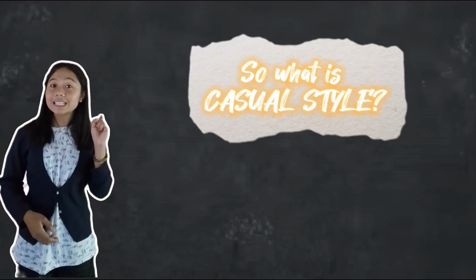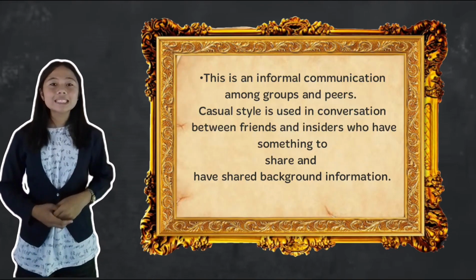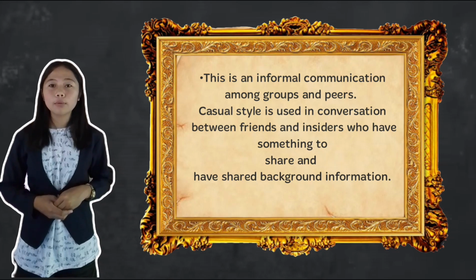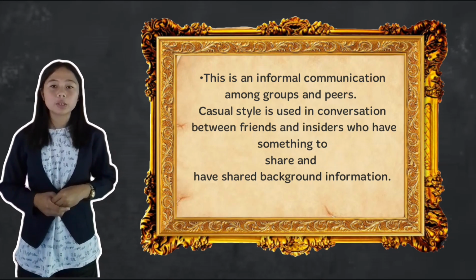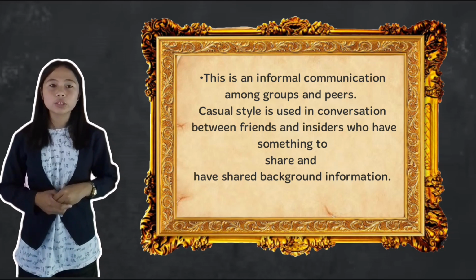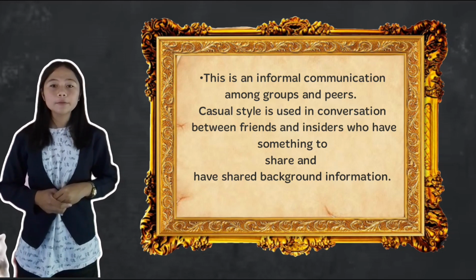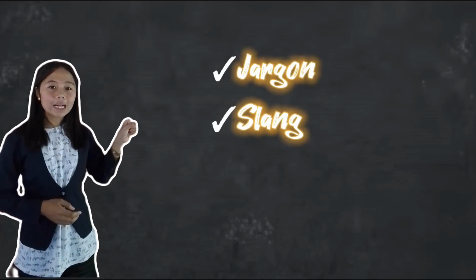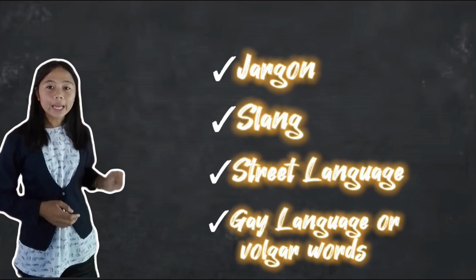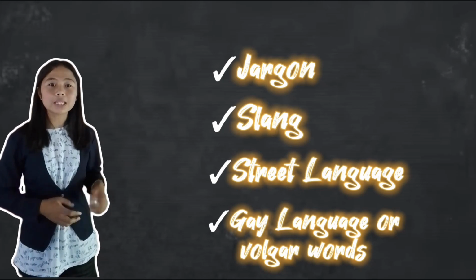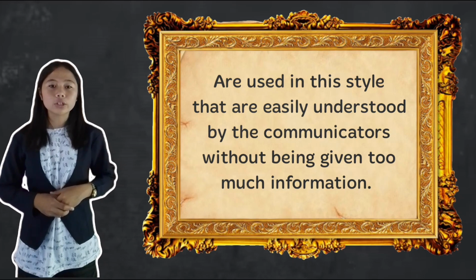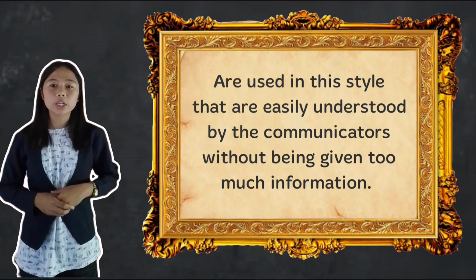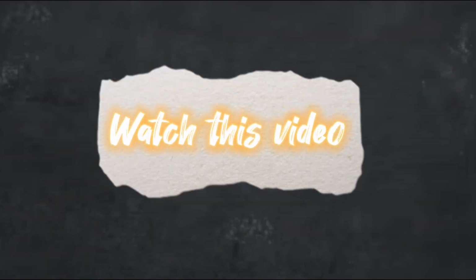So what is casual style? This is an informal communication among groups of peers. Casual style is used in conversation between friends and insiders who have something to share and have shared background information. Jargon, slang, street language, gay language, or vulgar words are used in this style that are easily understood by the communicators without being given too much information.